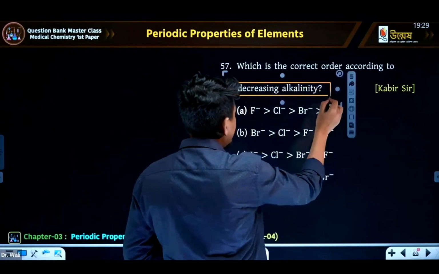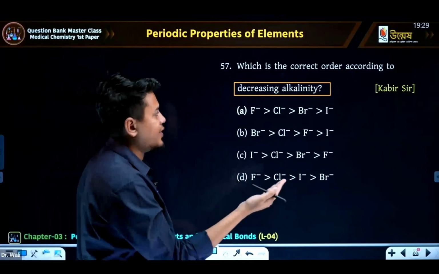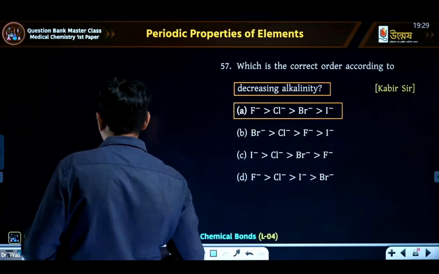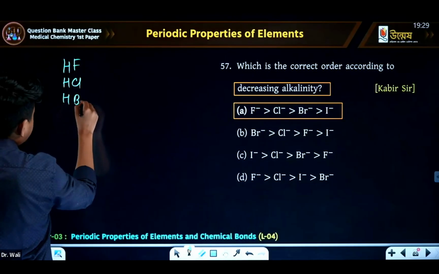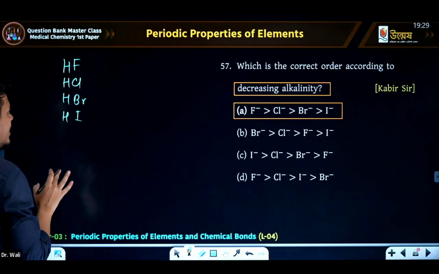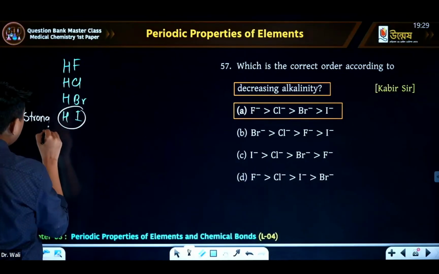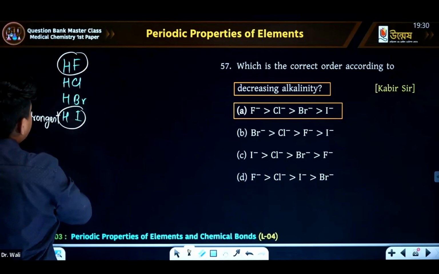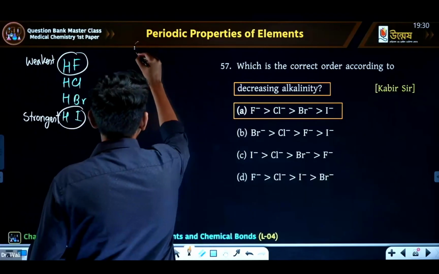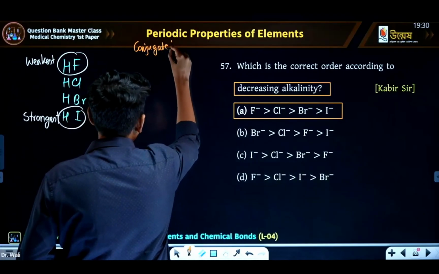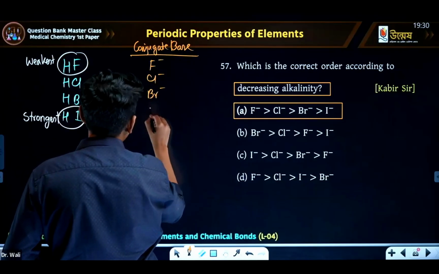Actually, according to decreasing alkalinity, the correct order should be fluoride, chloride, bromide, and iodide. Why? Let me show you. We know that hydrofluoric acid, hydrochloric acid, hydrobromic acid, and hydrogen iodide are all hydrogen halides. Hydrogen iodide is the strongest, while hydrogen fluoride is the weakest. Now, if we look at their conjugate bases, we obtain the anions fluoride, chloride, bromide, and iodide.